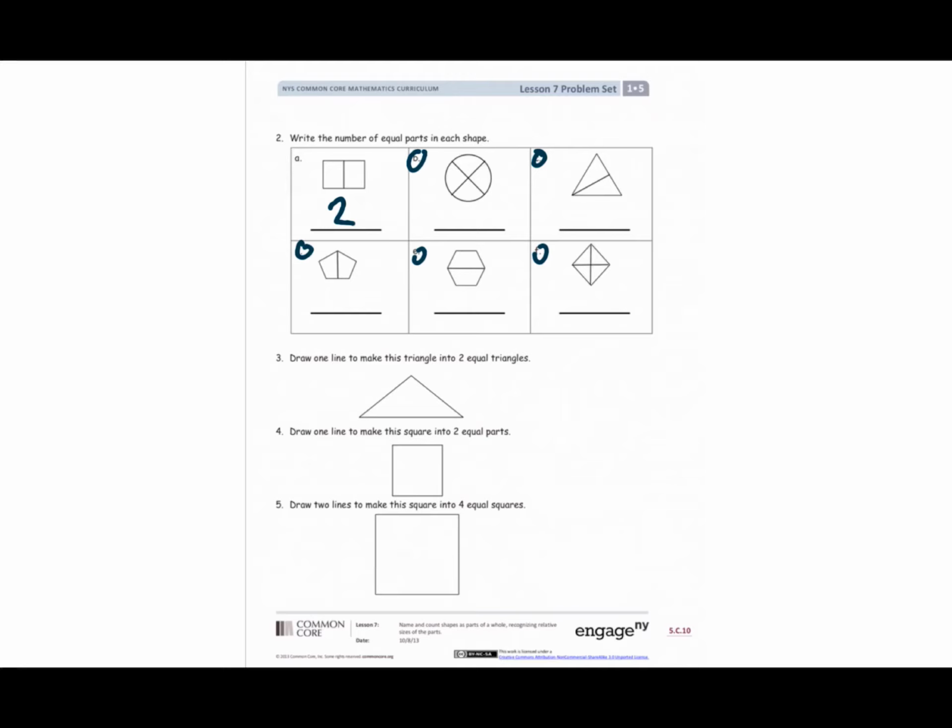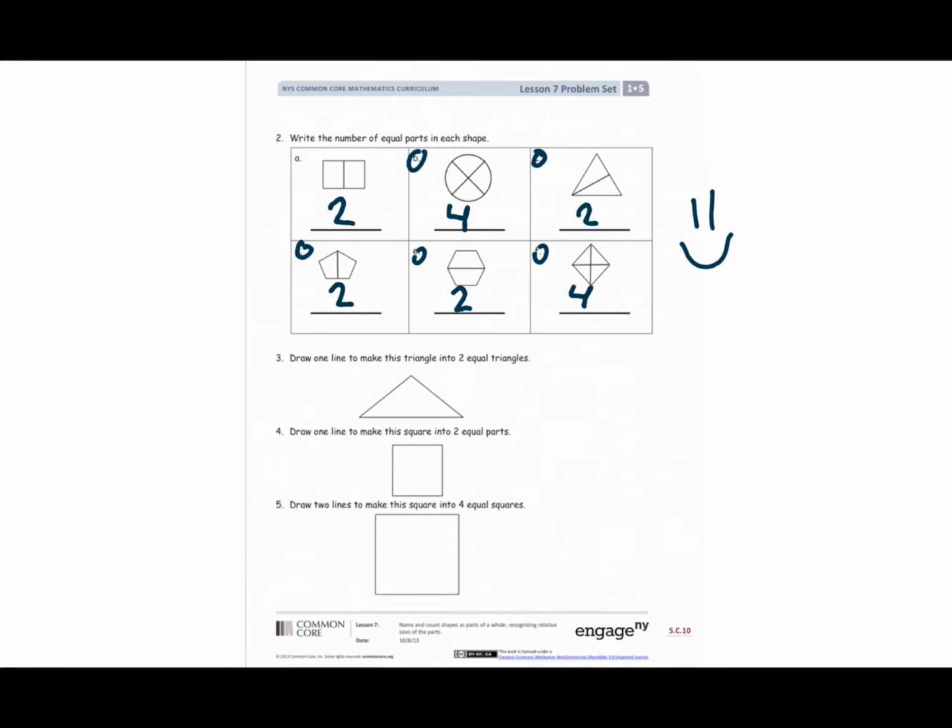Okay, boys and girls, for letter B, I see 4 equal parts. Letter C, I see 2 equal parts. Letter D, I see 2 equal parts. Letter E, I see 2 equal parts. And letter F, I see 4 equal parts. If you're finished, go ahead and give yourself a happy face. Good job, boys and girls.